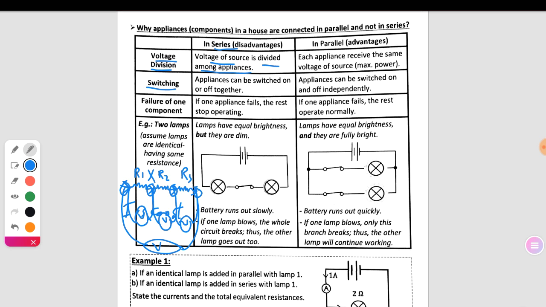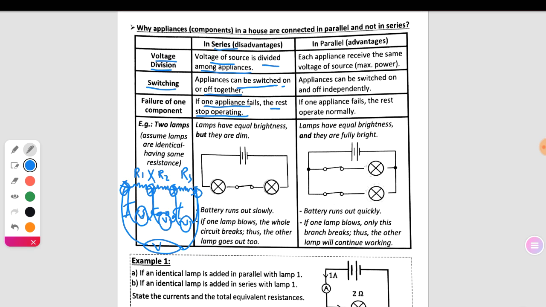Switches can be switched on or off together. When one of them is cut off, the whole circuit does not carry current. If one appliance fails, the rest stop operating.